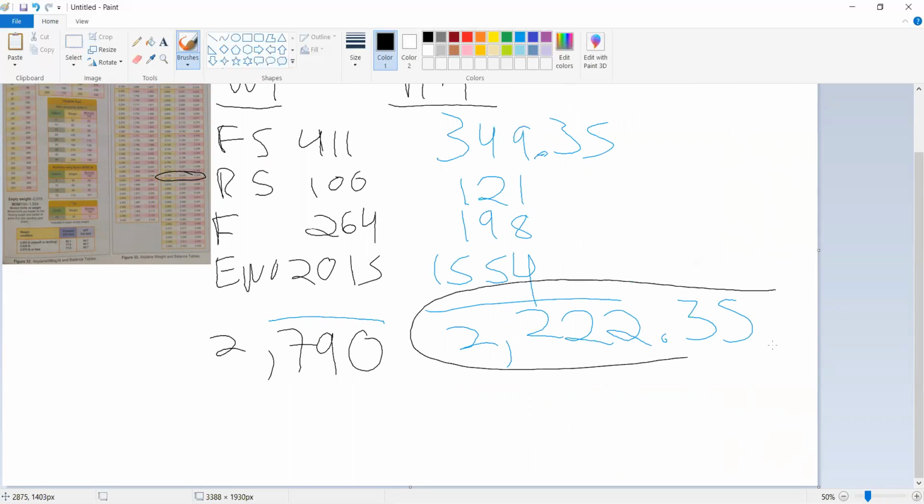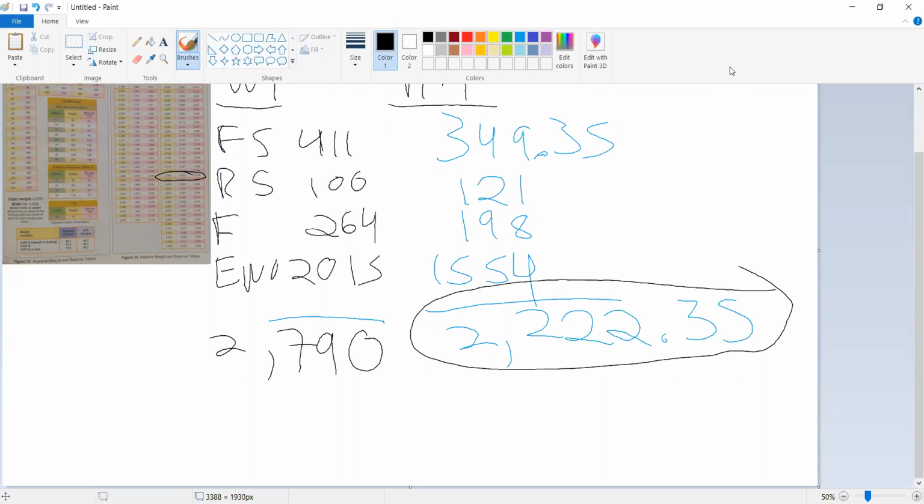So this is at 2,222.22. The minimum is... so we're looking at that number 2,222. It falls between 2,000 to 200. It falls below 2,232 and 2,366. And our weight is 2,790.